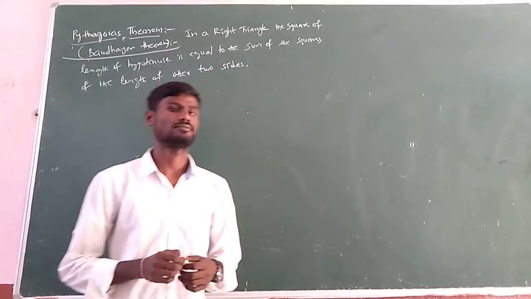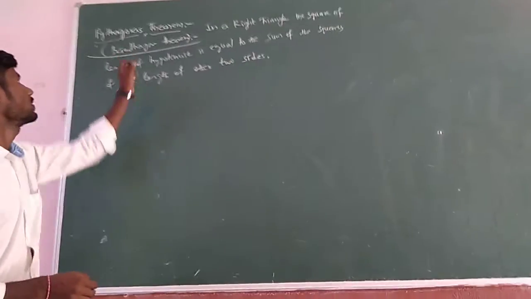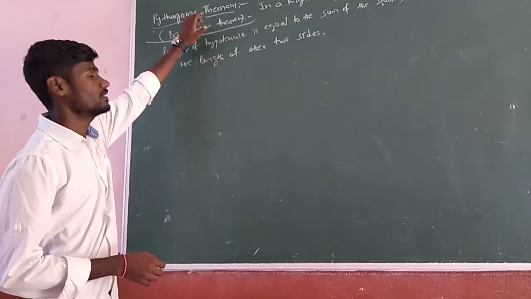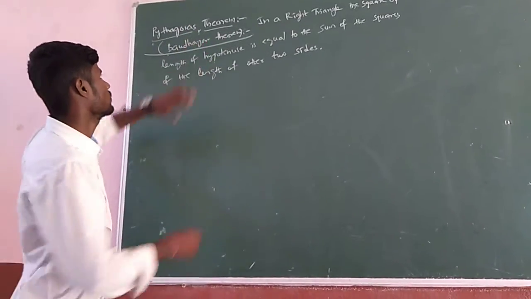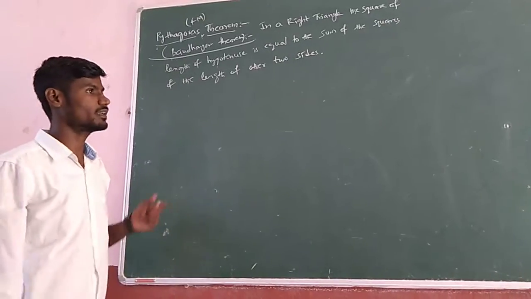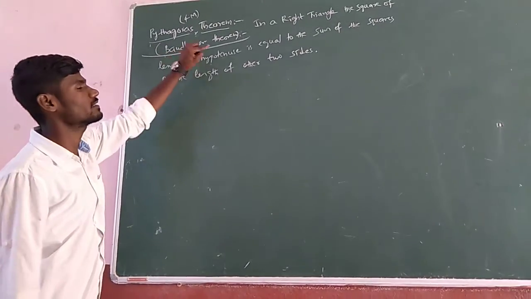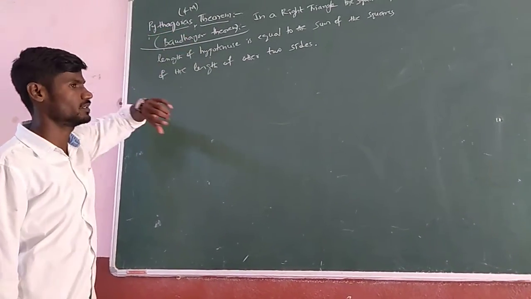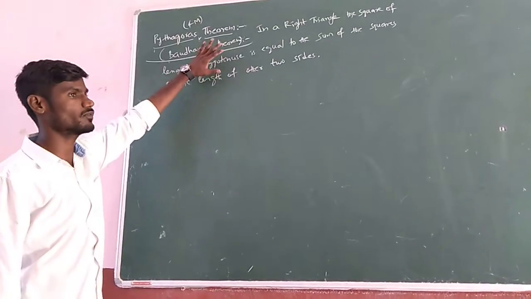Hi everyone. Today's topic is Pythagoras theorem. Important theorem. It is a 4 marks question: State and prove Pythagoras theorem. The other name is Baudhayan theorem. It is also called Baudhayan theorem. So they may ask at least a statement for 1 or 2 marks also.